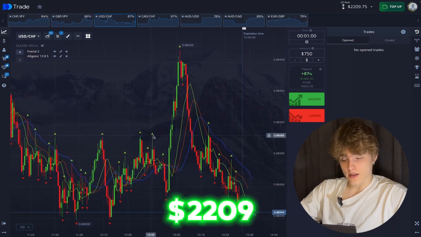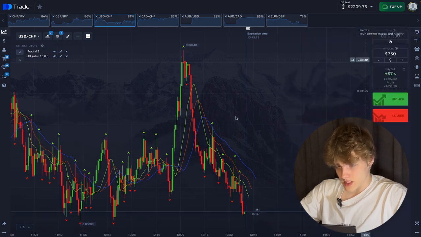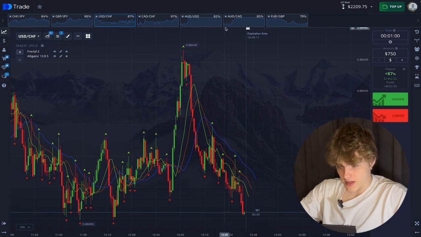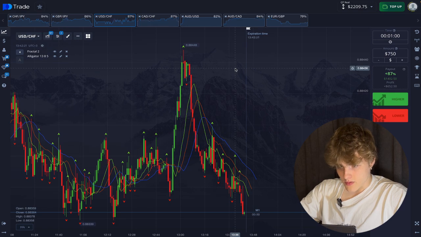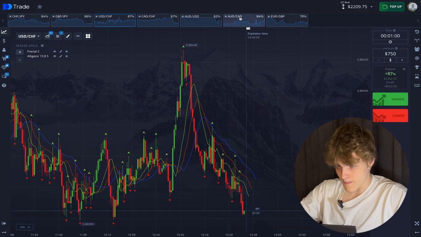And our first trade closed in profit. As I said, the price was likely to move towards the support area, which is exactly what it did. The trade was quite straightforward. Okay, let's continue trading. Open the trade for $750 and choose the next currency pair.